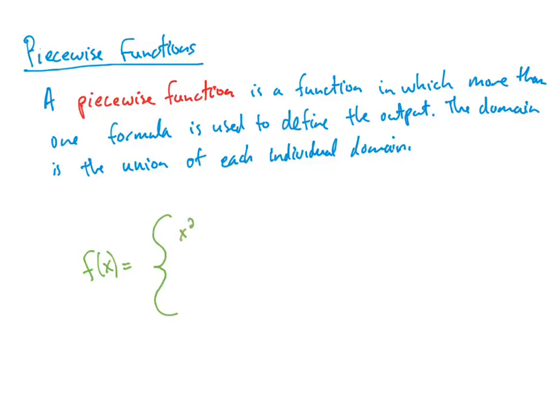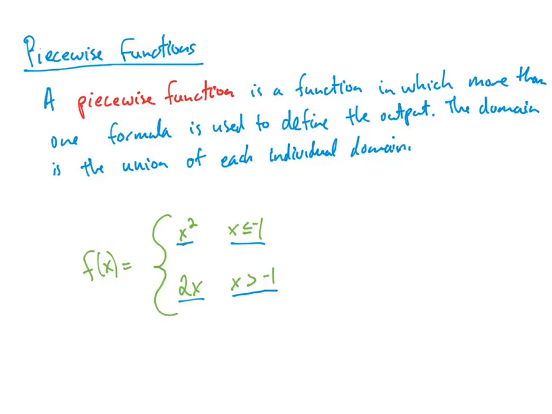We would say f of x is equal to x squared when x is less than or equal to -1, or 2x when x is greater than -1. I think I needed to put -1 here. Okay, so we have two different formulas or rules. So this function uses x squared when x is less than or equal to -1. It's going to use 2x when x is greater than -1.